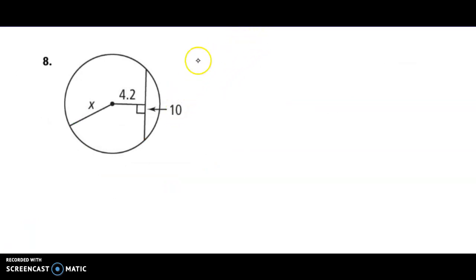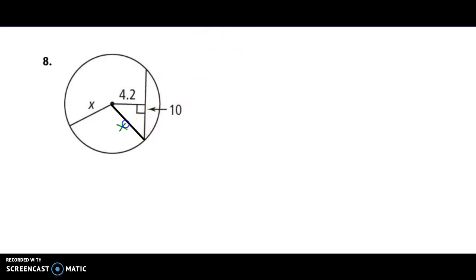For this problem, I think we're in 12.2 now. I think I said I wanted to go over this problem. How do we go about figuring out what x is? Well, if x represents the radius, we can actually draw in from the center either to this part of the chord or this part of the chord. It doesn't really matter which one. I'm going to draw it this way here, and I'm going to rewrite that.